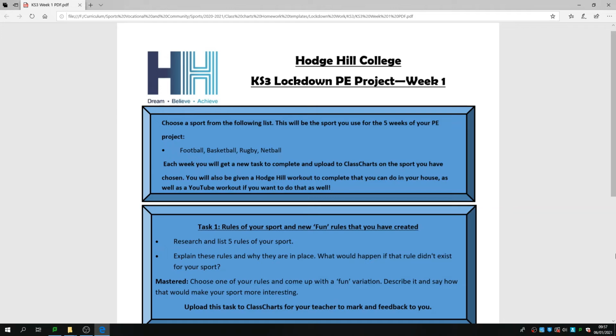So if we didn't have footwork in netball, that would mean that people could move with the ball, there would be no consistency, there could be cheating. So that rule makes it better for the sport and more consistent, so everybody does the same thing. So you're going to do that with 5 rules. You're going to tell me what the rule is, explain what it is, and tell me what would happen if that rule wasn't there in the sport.